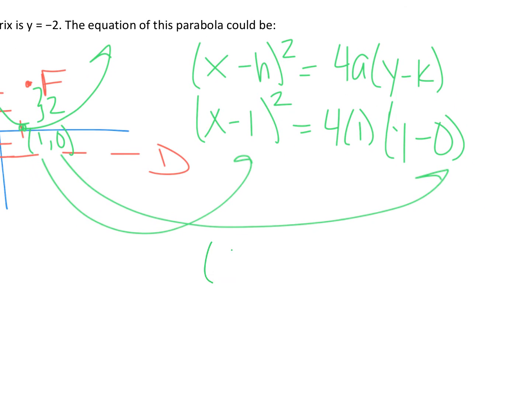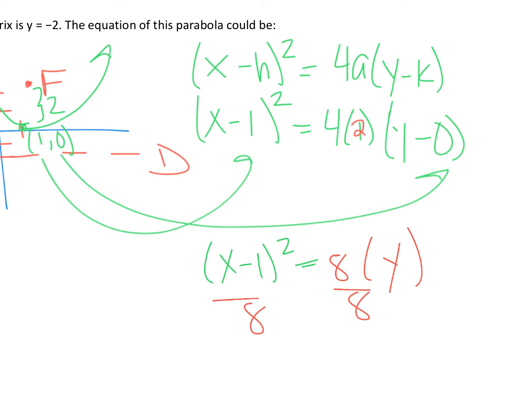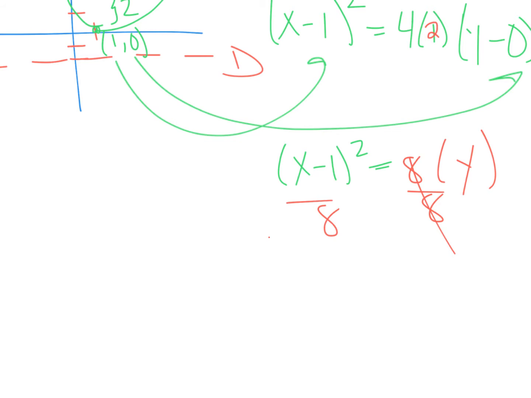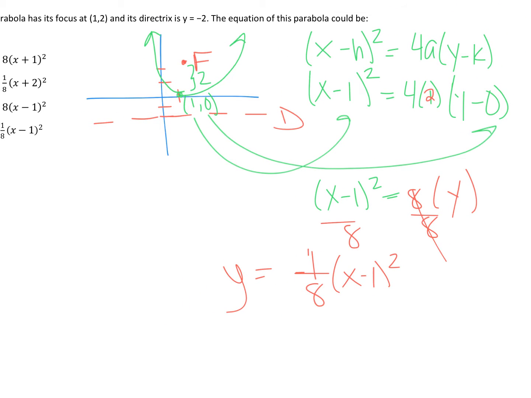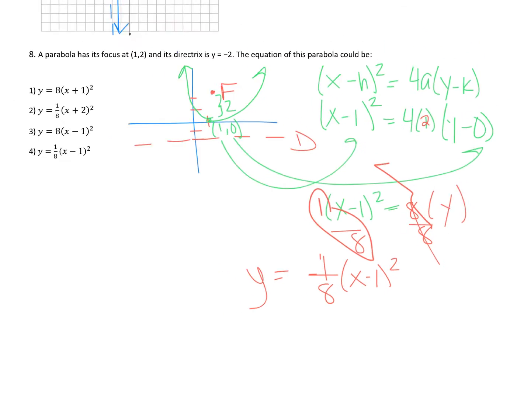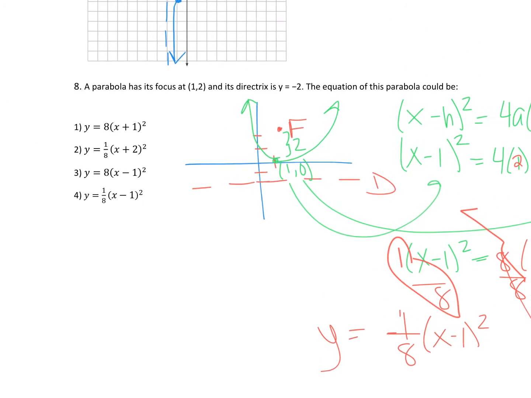And then simplify. So we got (x minus 1) squared. I don't know why I wrote a 1 when I clearly said it was 2. That's 8, and that's just y. Now getting the y alone, we divide by 8, and you can see that this is 1/8 (x minus 1) squared equals y. They pulled the 1/8 to the front. So my answer choice is choice 4.